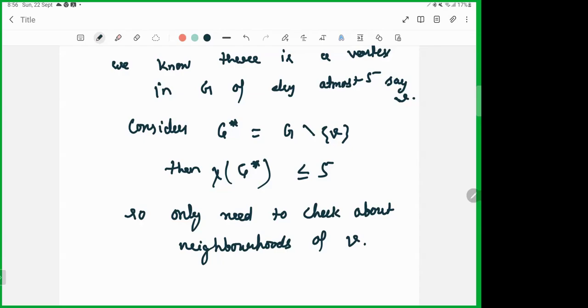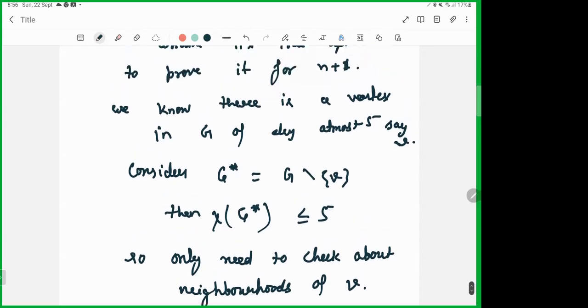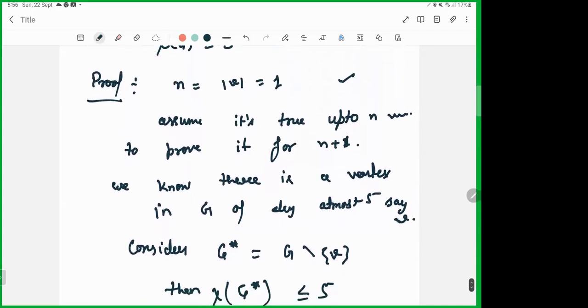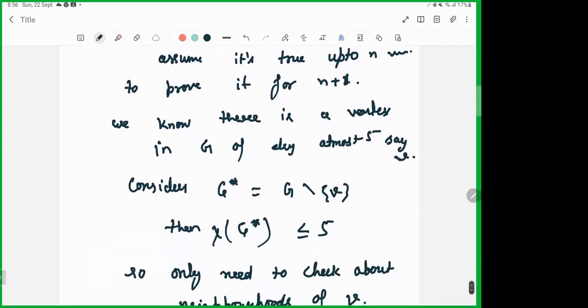So I am saying that I start with induction. Base case is obvious. So assume this is true up to n vertices. Then you need to prove it for n plus 1. Suppose G is a graph with n plus 1 vertices. Remove one vertex which has degree at most 5.